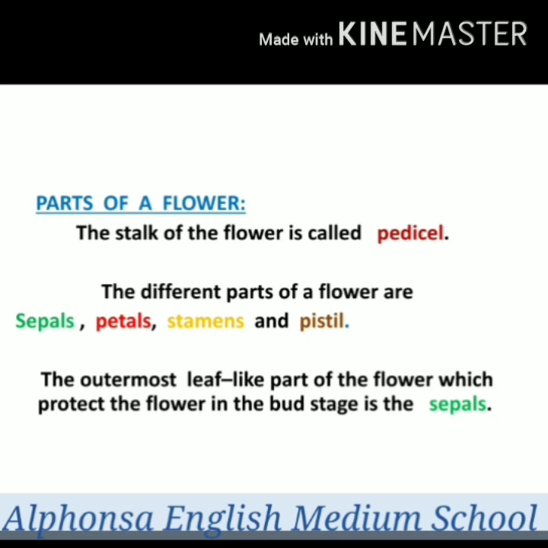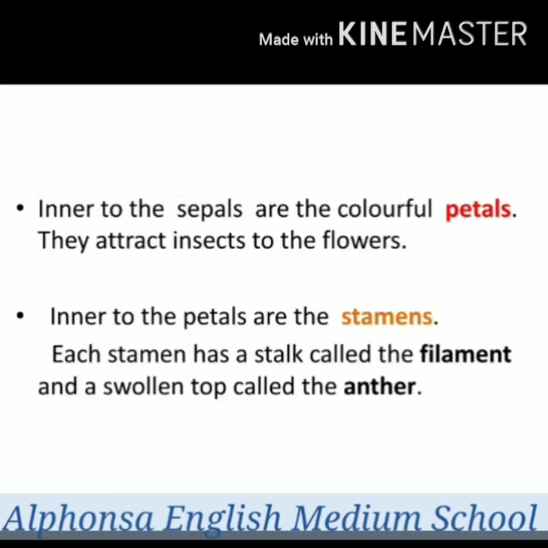After drawing the diagram, you may write this explanation. Parts of a flower. The stalk of the flower is called pedicel. The different parts of a flower are sepals, petals, stamen and pistil. The outermost leaf-like part of the flower which protects the flower in the bud stage is the sepals. Inner to the sepals are the colorful petals. They attract insects to the flowers.